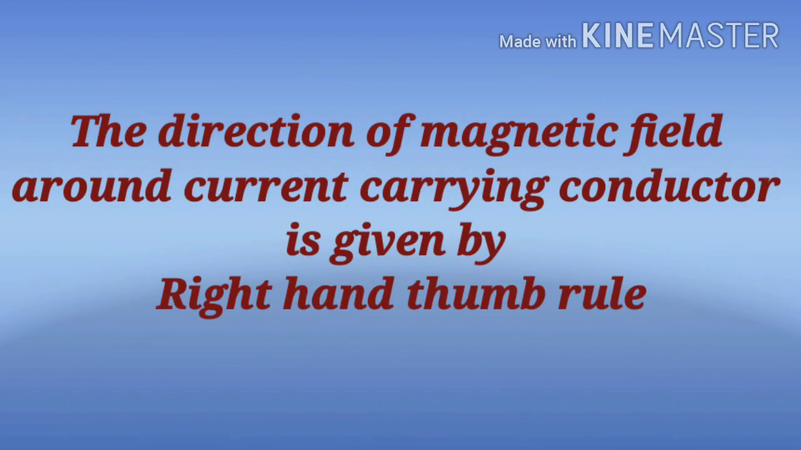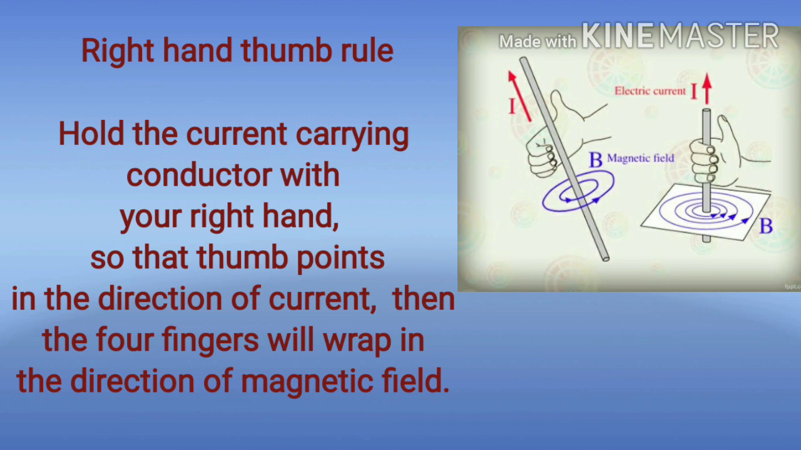The direction of magnetic field around a current carrying conductor is given by the right hand thumb rule. The right hand thumb rule states that if you hold the current carrying conductor with your right hand so that the thumb points in the direction of current, then the four fingers will wrap in the direction of the magnetic field.